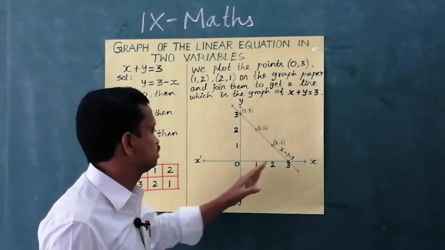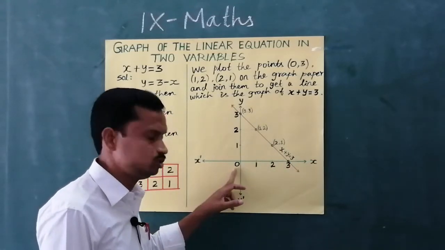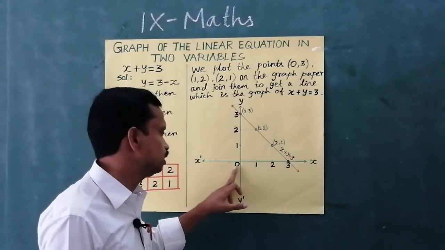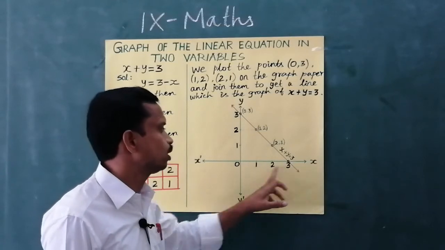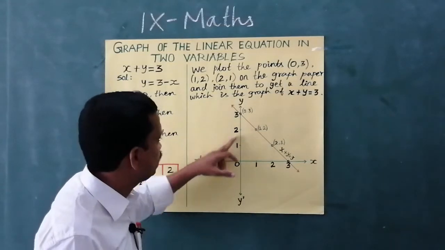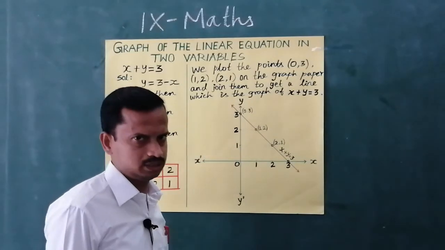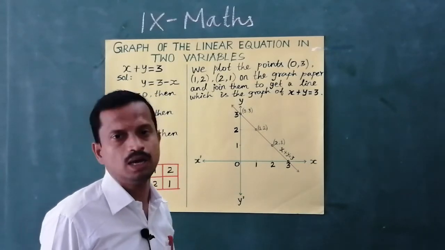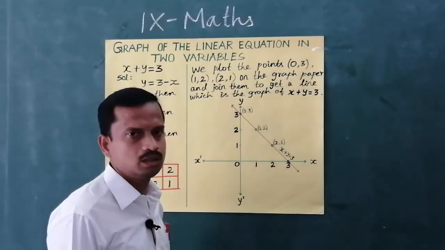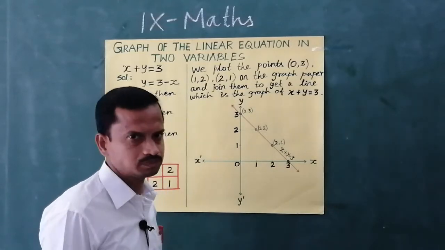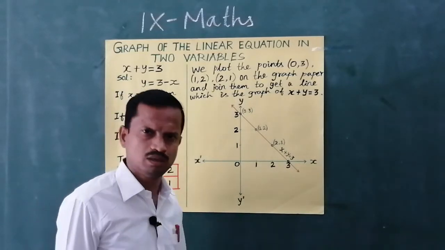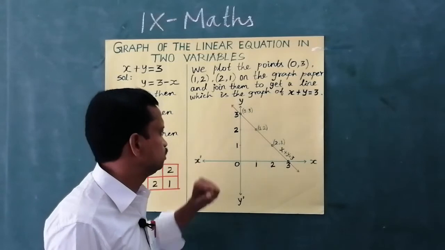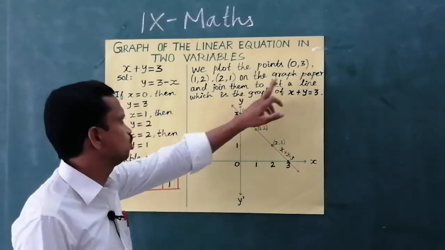The x and y axes meet at the origin. Put 0 here and then mark the values 1, 2, 3 along x, that is abscissa, and along y 0, 1, 2, 3, that is ordinate, that you know. The distance along the x axis is called abscissa and the distance along the y axis is called ordinate. In the previous class we have discussed that. So in the graph sheet you have to mark like this, and then the first point is (0, 3).